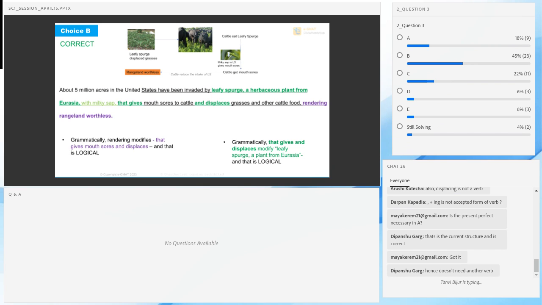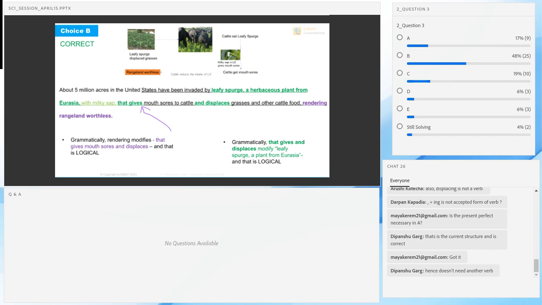Okay, the next one: have been invaded by leafy spurge, a herbaceous plant that gives mouth sores to cattle. And again, this is where we have to answer that question. People who rejected choice B would have thought that "that gives" is now talking about the herbaceous plant, right? So is that correct? Because the original choice said that the milky sap gives mouth sores. But again, that's where we have to understand the logic. Logically, both make sense. And that's where visualization is very important.